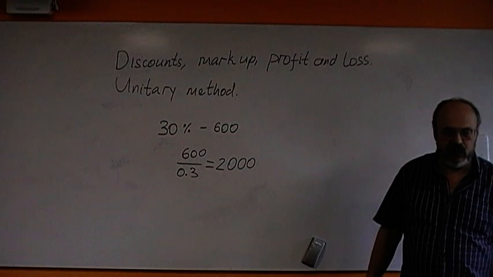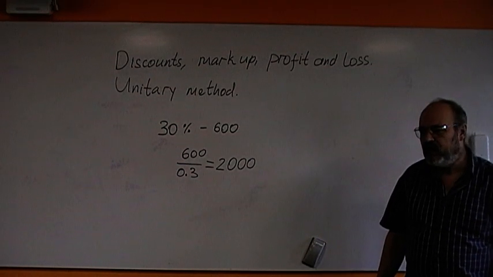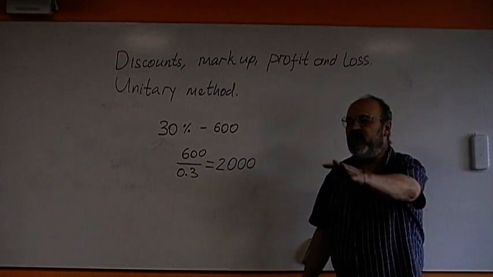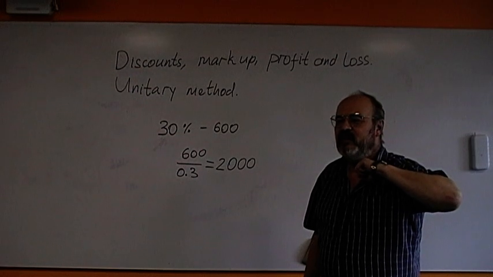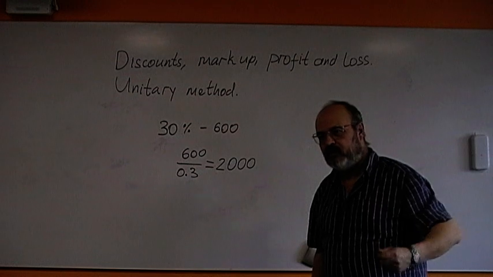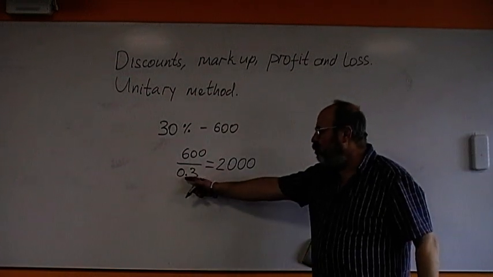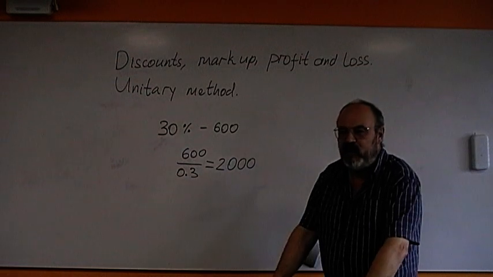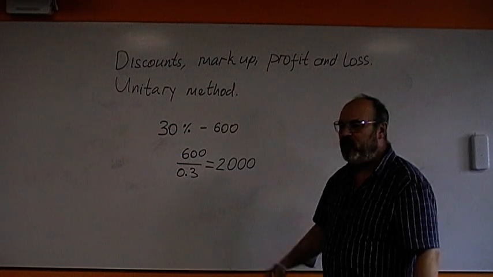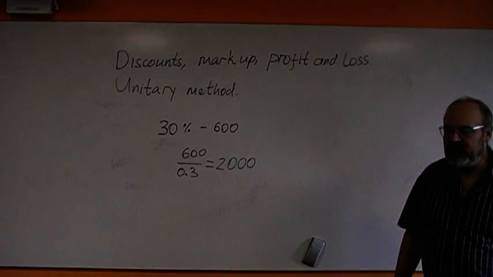What is 600 divided by 3? 200. But it's not 3, it's 0.3, which is 10 times less, so the answer will be 10 times more. It will be 2,000. Another example, as I see some people don't understand.